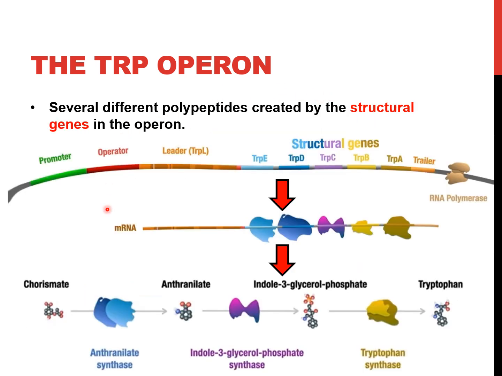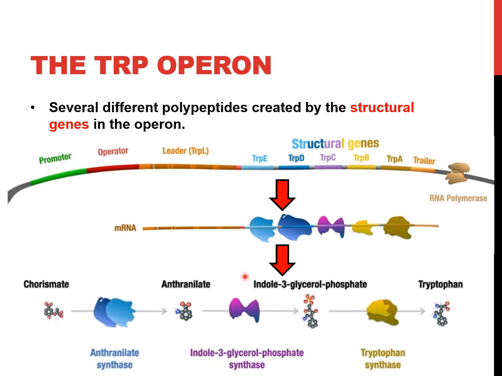Okay, so we're looking at a lot here, but there's nothing to worry about. So several different polypeptides created by the structural genes are a part of the operon. Okay, so TRPE, as you can see here, the light blue, makes the light blue polypeptide, which we mentioned as enzymes before. Well, the purple one makes the purple protein. Okay, TRPB makes the yellow protein, etc. All right, and they're just all a part of this process of changing one molecule of chorismate into a molecule of tryptophan. This is why it's so energetically expensive.